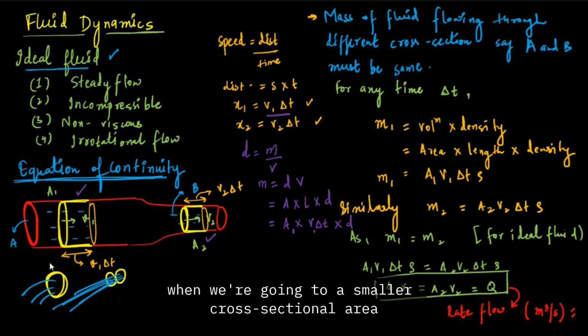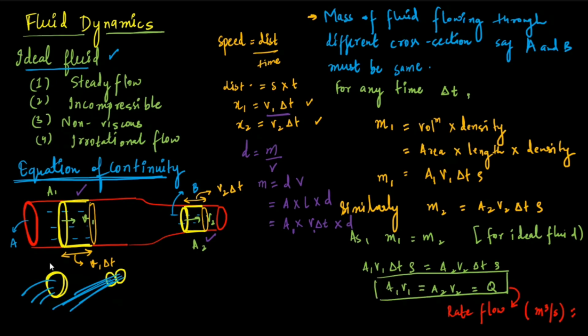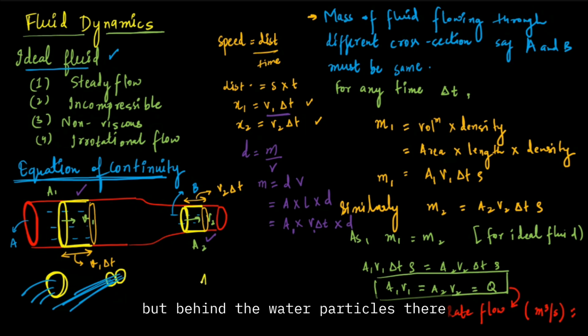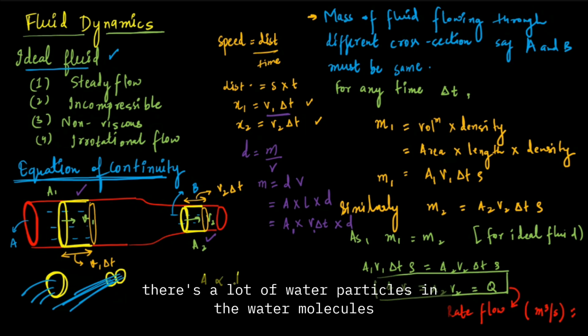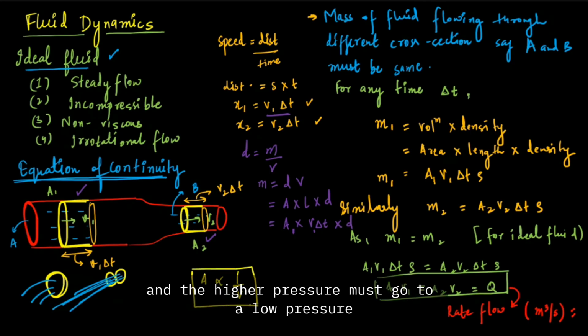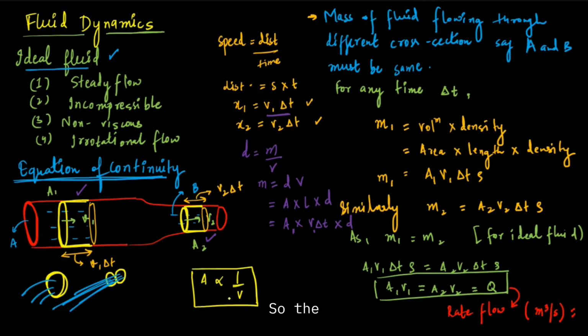When we're going to a smaller cross-sectional area, does that mean there are fewer water particles in the cross-section, but behind them there are a lot of water molecules, like in the bigger tank, which means there's a higher pressure behind it, and the high pressure must go to a low pressure. So is that the reason velocity increases, because the high pressure moves to a low pressure? Yeah, that is also one such factor.